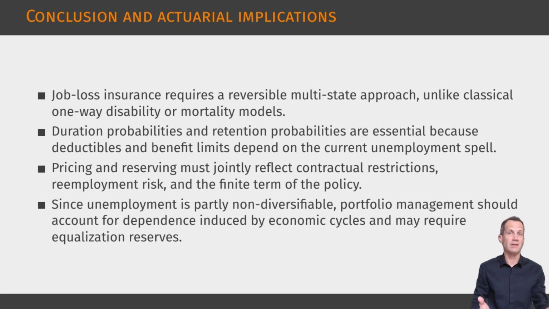The chapter also stresses that job loss insurance has a portfolio dimension that is more delicate than for many individual life risks. Unemployment is strongly affected by macroeconomic cycles, and job losses may become highly dependent during recessions. This partial non-diversifiability requires careful portfolio management, possible factor models describing the economic environment, and equalization reserves to absorb adverse periods. Finally, the chapter points to practical extensions, such as deferral insurance for mortgage loans, where the insurer covers interest while principal repayment is postponed.